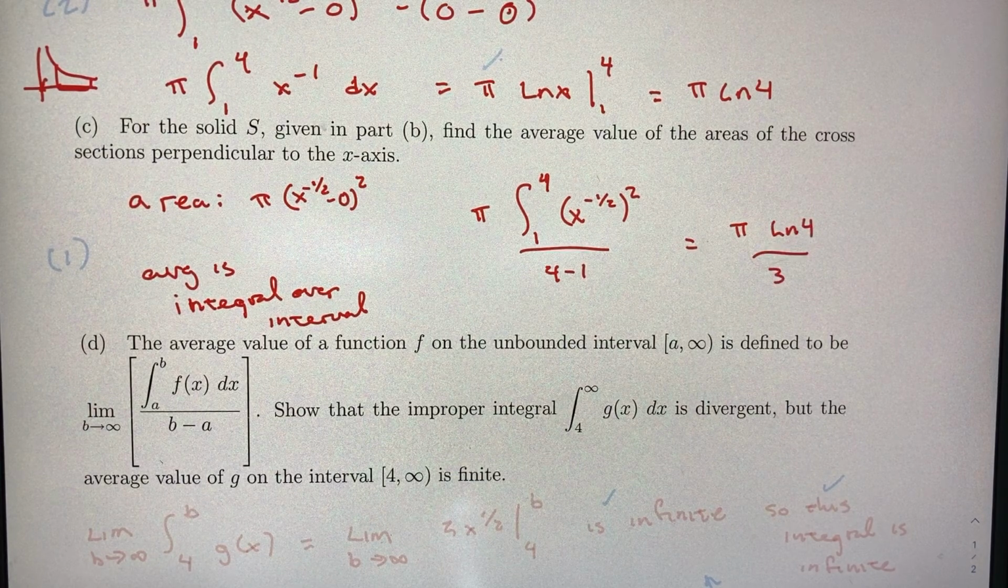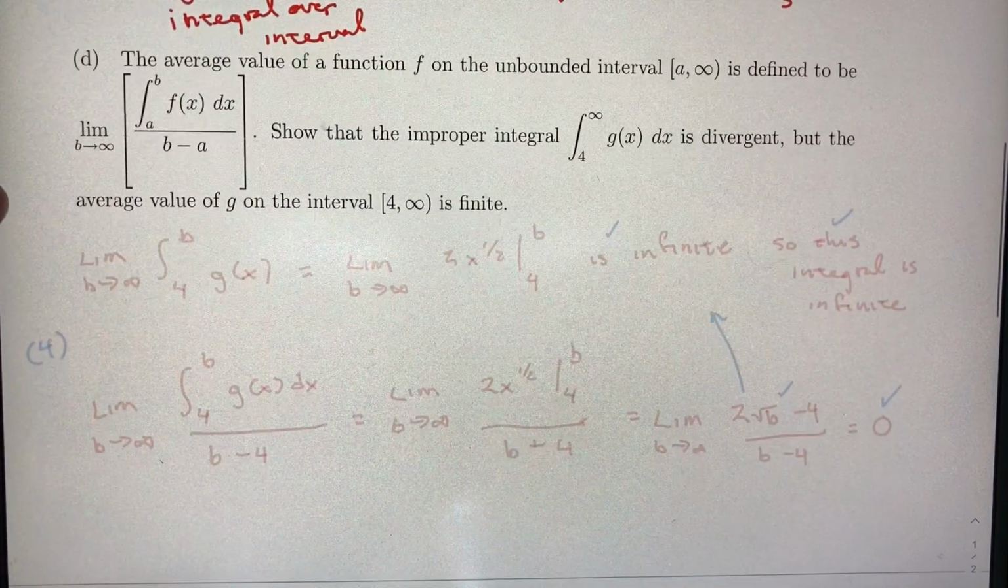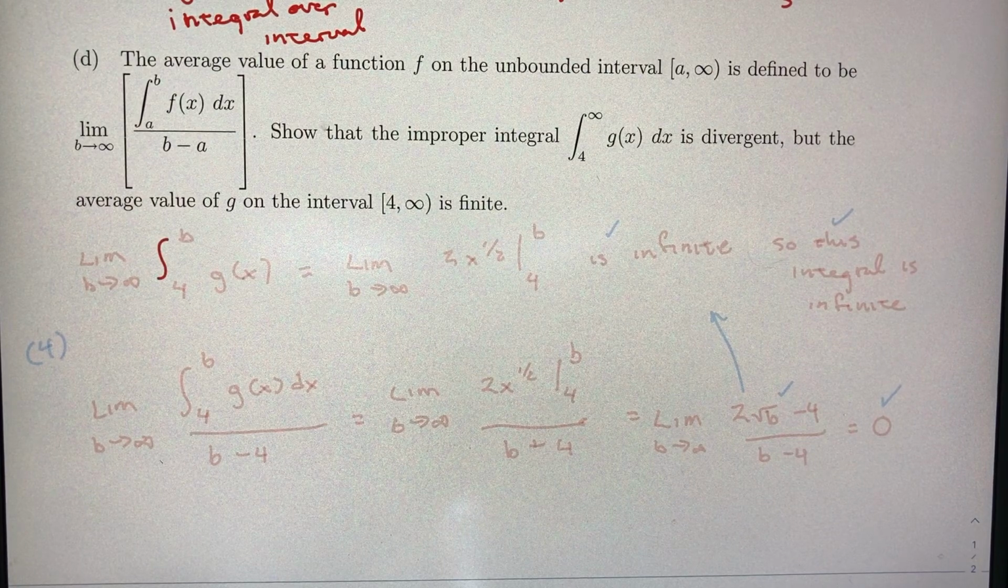Okay. We already calculated the integral in the previous section, so we don't need to do that. We want to show that the improper integral is divergent, but the average value is, okay, so the average value is the limit. Okay, so let's see, the integral, you can't, okay, so we're doing these infinity things.